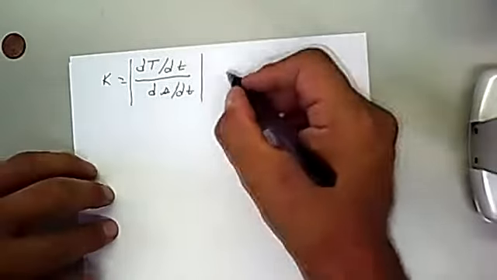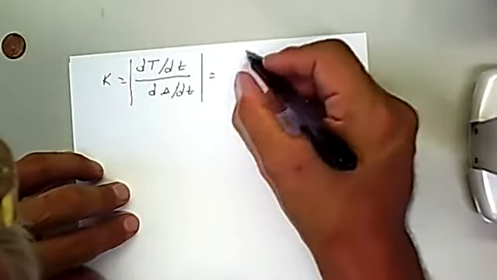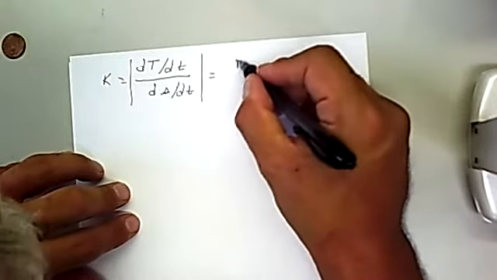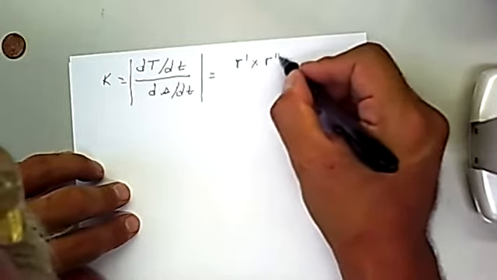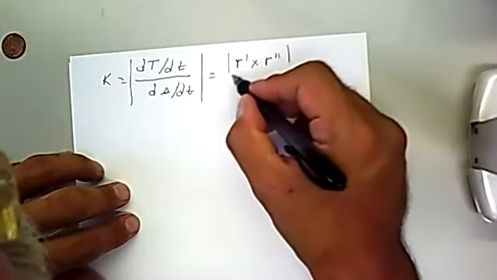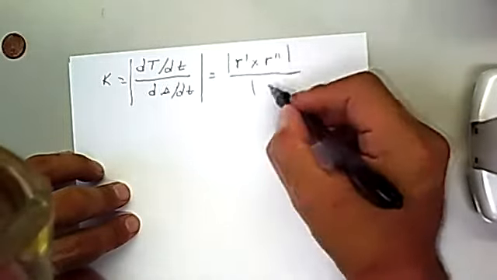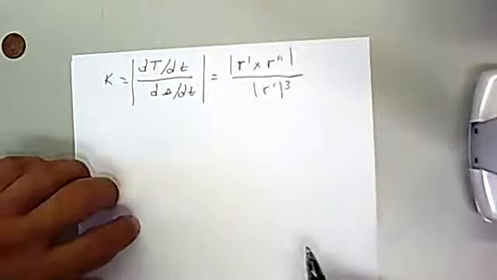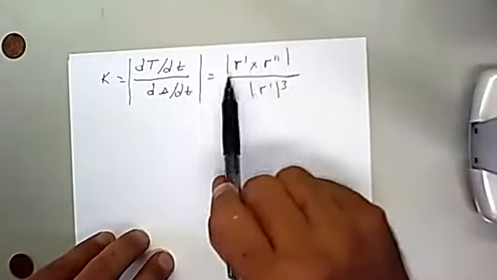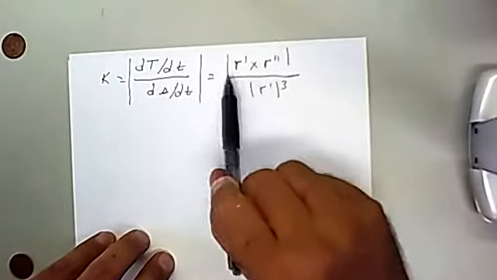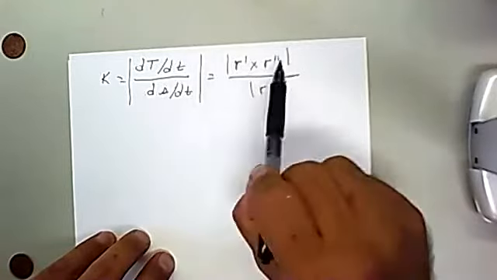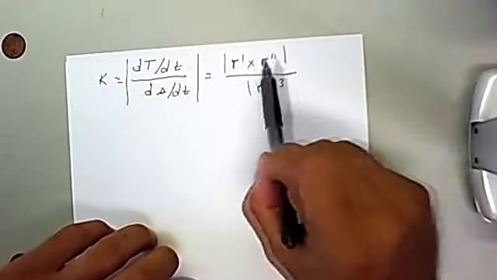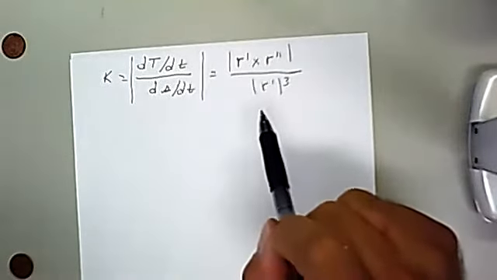There's a different version for it. It turns out that this is equal to r prime cross product r double prime, divided by the magnitude, after we take the magnitude of that cross product, of r prime cubed. Oftentimes, this computation is easier than that, and it's definitely easier to remember than that. I think the computation is just easier in many, many cases.